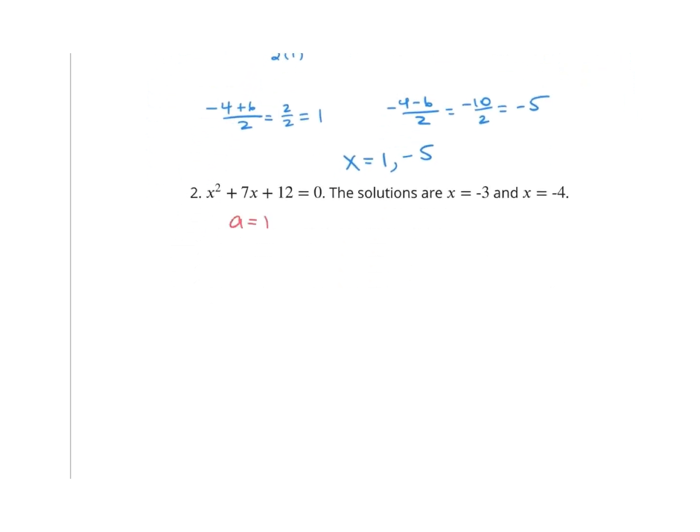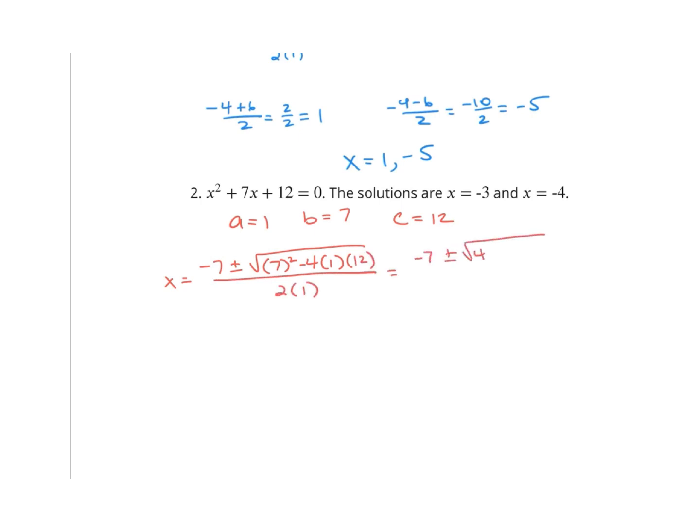This one, A is 1, B is 7, C is 12. So I have negative 7 plus or minus the square root of 7 squared minus 4 times 1 times 12, all over 2 times 1. That's going to be equal to negative 7 plus or minus the square root of 49 minus 48, all over 2, which is equal to negative 7 plus or minus the square root of 1, over 2.